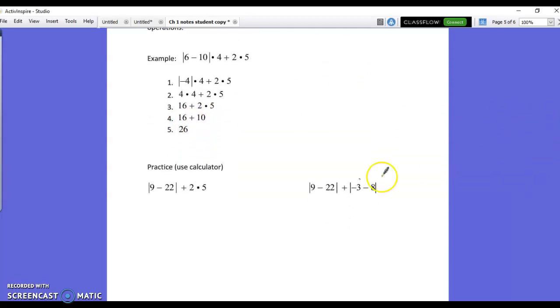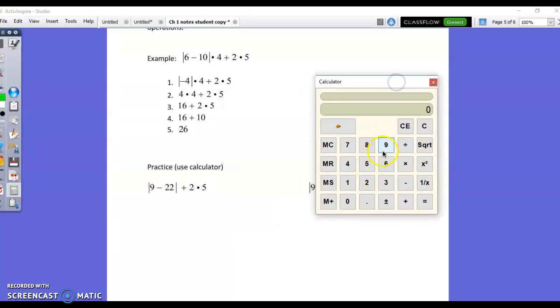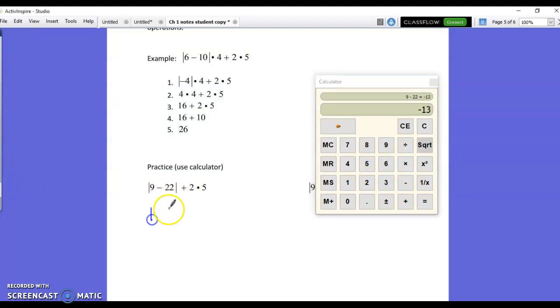If you're going to show these in order, 9 minus 22, and you can feel free to use a basic calculator if you're showing your steps. So 9 minus 22 is negative 13. We'll get into more detail about adding and subtracting integers. For right now, just use your calculator on those. Plus 2 times 5. The absolute value of negative 13 is just 13, so we show that simplification there. Plus, I'm just going to do this step right now, 2 times 5 is 10, then 23.